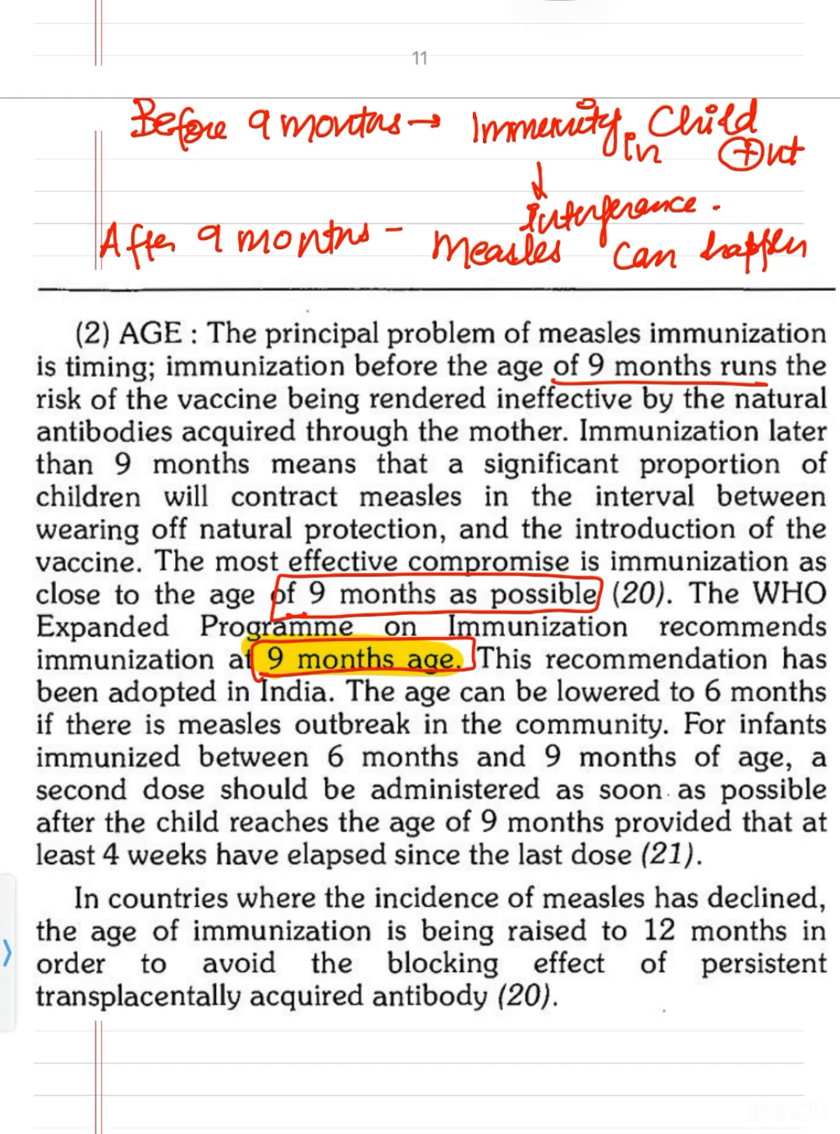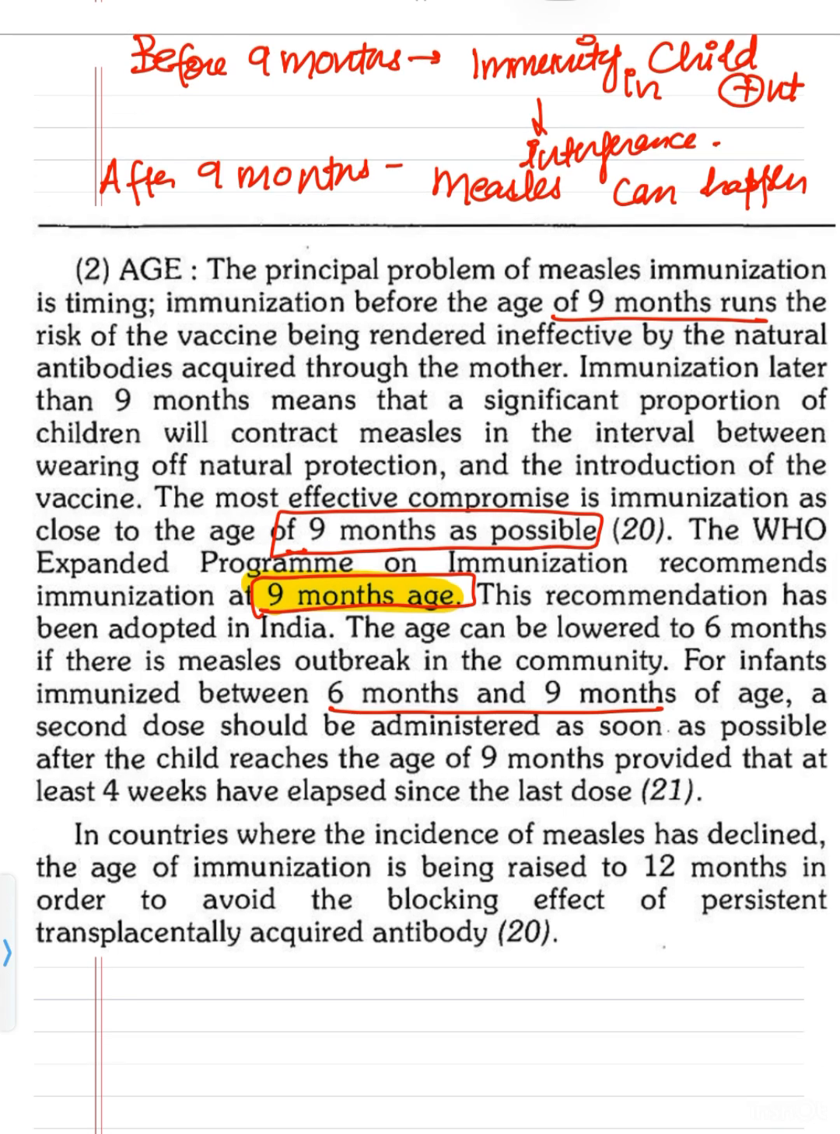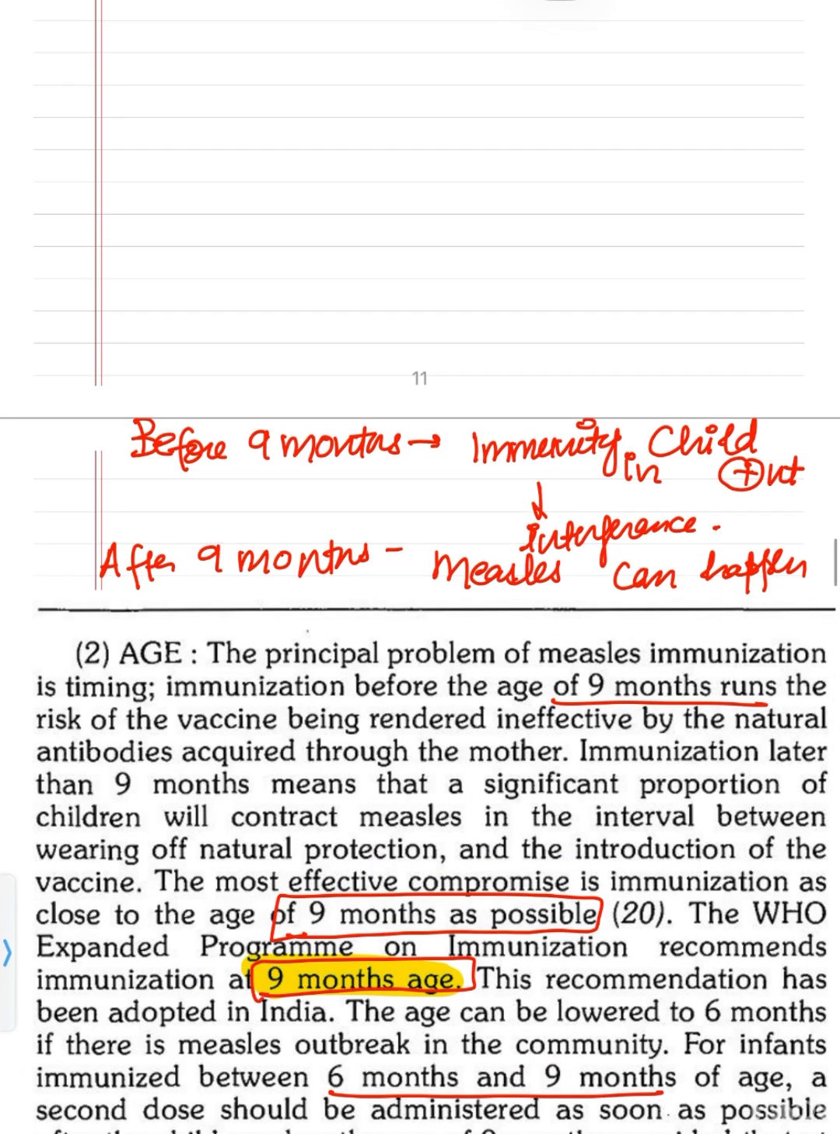So in that community, we go for the immunization between 6 months to even 9 months. So even before 9 months, we give it from 6 months to 9 months. And those countries with incidence of measles where it has declined, the age of immunization is raised to 12 months in order to avoid blocking effect of persistent transplacentally acquired antibodies. So which antibodies are we actually talking about? Not from the breast milk, but it is transplacental antibodies.